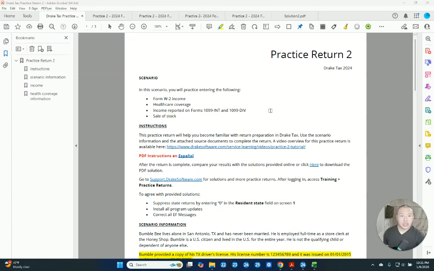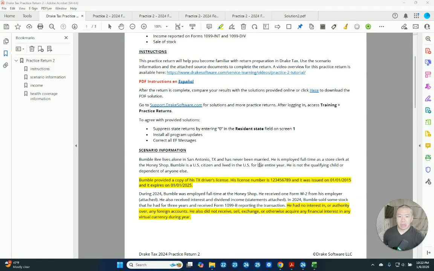All right, now this is Drake Taxes Practice Return number 2. I added my own fake tax documents to make it as real as possible. So for this client, this document is essentially the tax organizer, which gives the client information as well as the tax documents part of it.